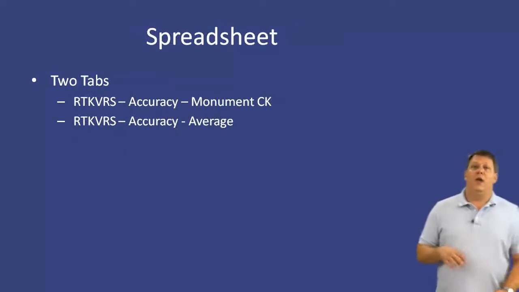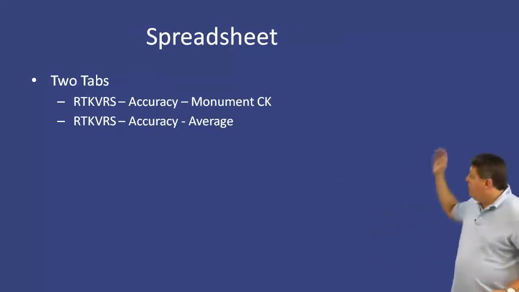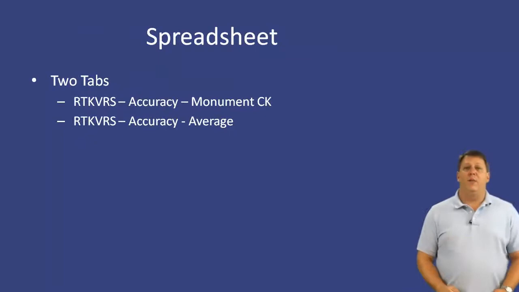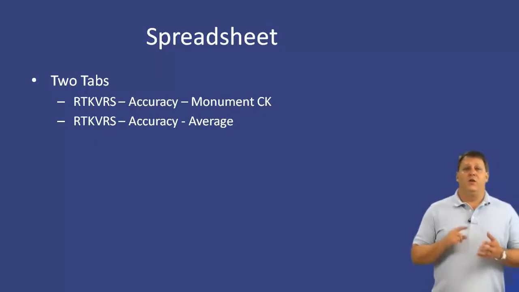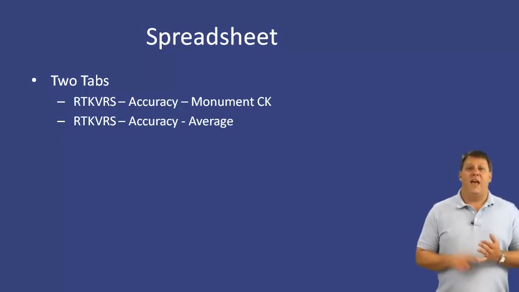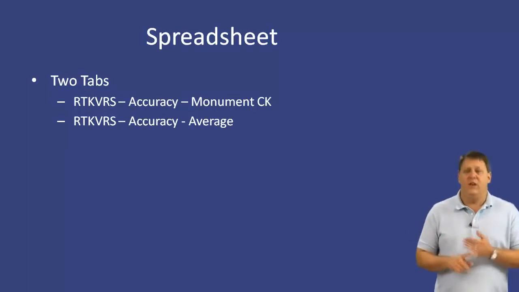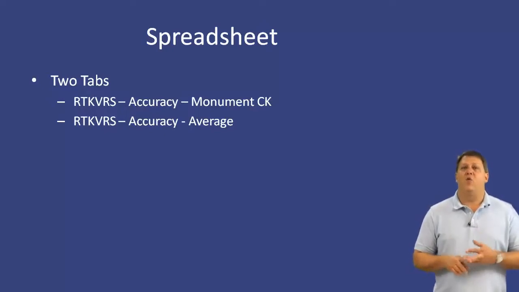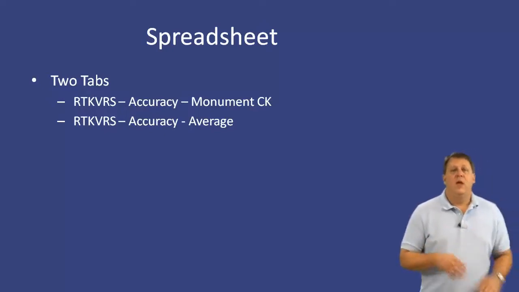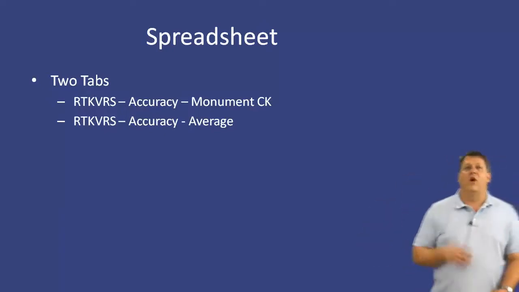What we're going to do now is go through the spreadsheet, and there are 2 tabs we're going to concentrate on. We're going to do the RTK VRS accuracy monument check, and that monument check tab is where you've already got a known control point, whether it's an NGS monument, or an OPUS static or rapid static point that you're checking into. And then the second tab is RTK VRS accuracy average.